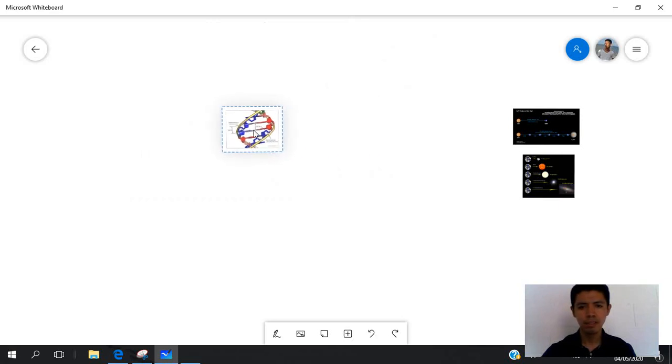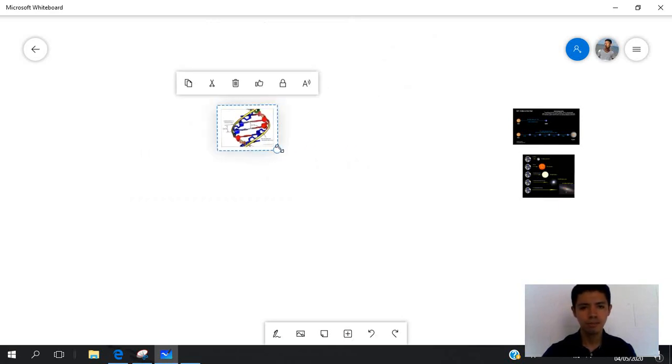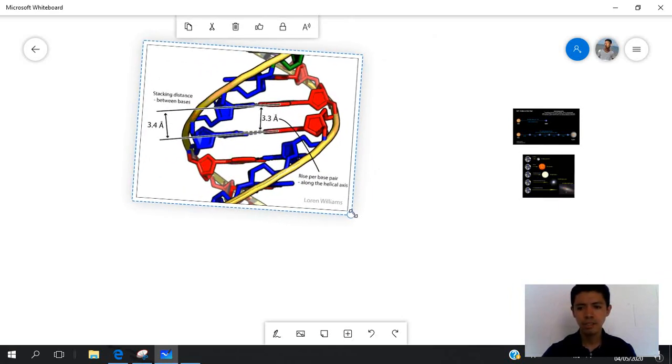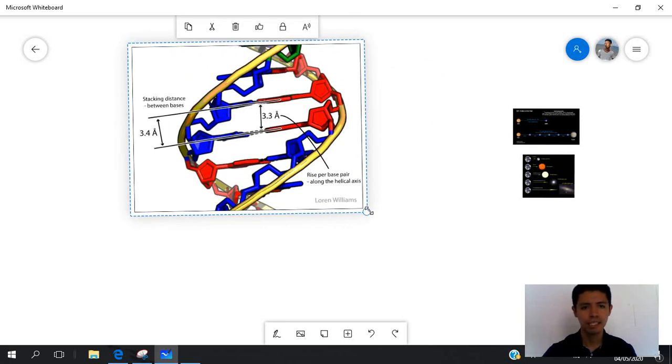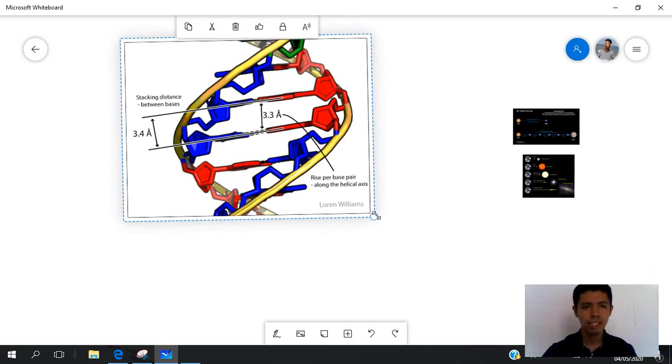Alright, now let's talk about the angstrom. The angstrom is used for measuring atomic distances. For example, the stacking distance between bases in our DNA is 3.4 angstrom, as you can see in this picture.